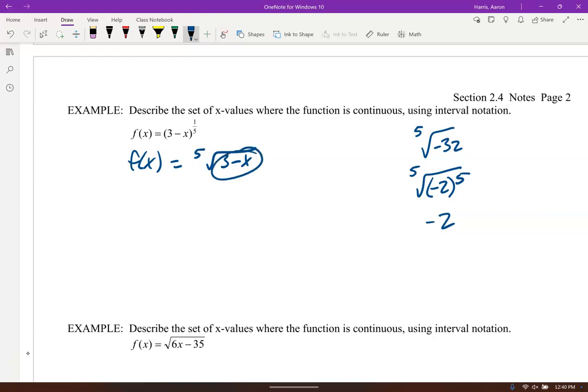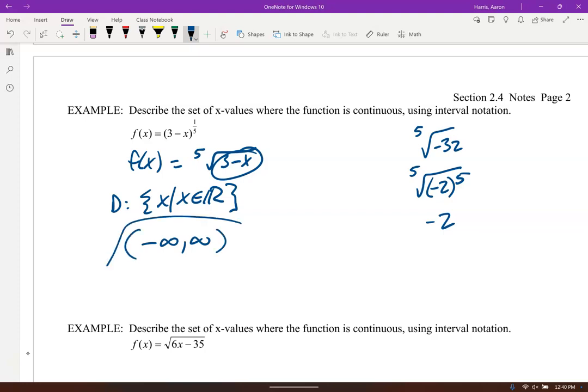So your radicand here is not going to have any restrictions. So your domain is just going to be all real numbers. In other words, from negative infinity to positive infinity is the set where it's continuous. It's continuous on the entire domain there.